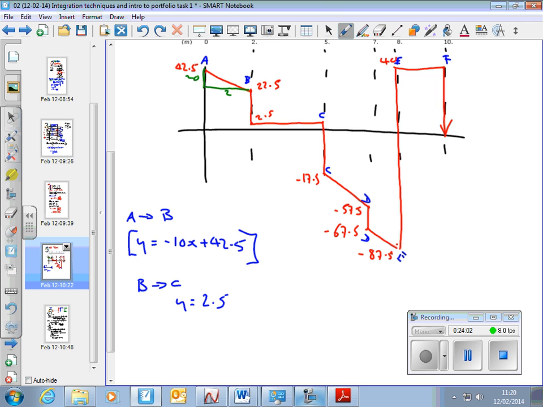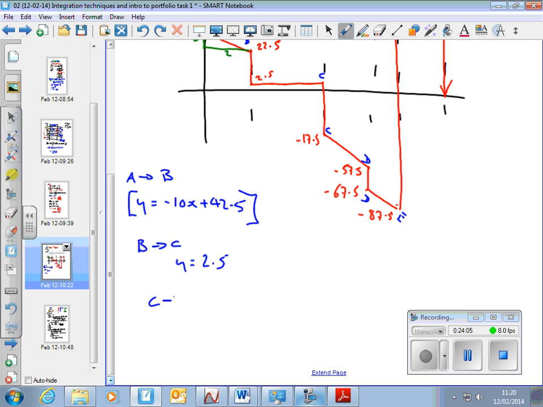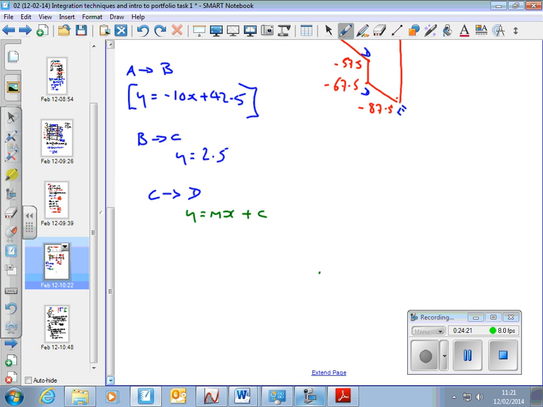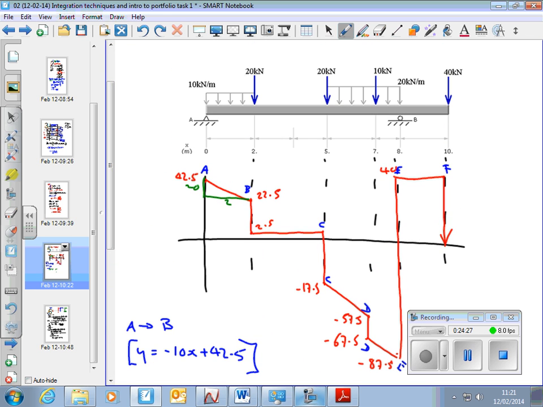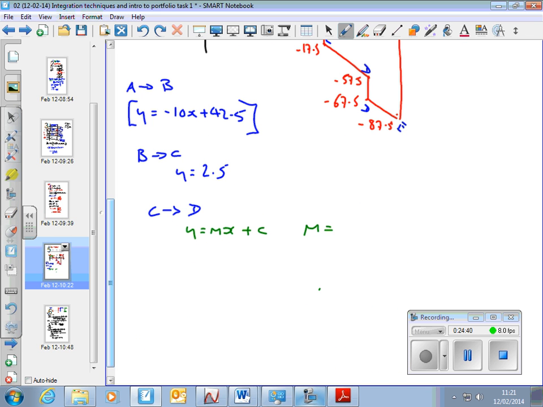What about C to D? Now the fun starts. The gradient's okay, isn't it? What's the gradient? Equation of the line, y equals mx plus c, but we know m, don't we? It's given by the UDL, so it's 20 kilonewtons per meter, so it's 20. There. It's going down at the rate of 20 kilonewtons every meter. But don't forget it's minus 20, right? So we know that. The difficult bit, and this is why the fun is starting, is finding c.